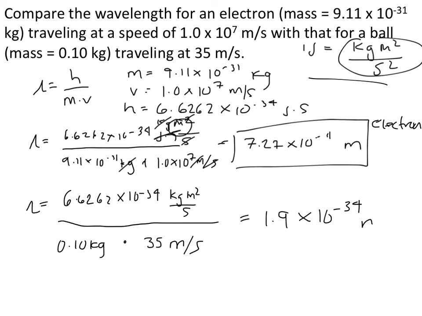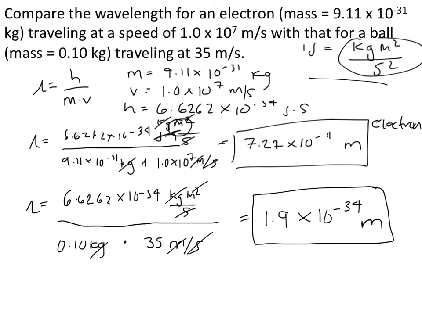If we check our units like we have, kilograms cancel, meters is what's left over, and this is what we get with respect to the wavelength of the ball. So if you look at these two values that we've calculated, notice the wavelength of the electron is much larger than the wavelength of the ball here.